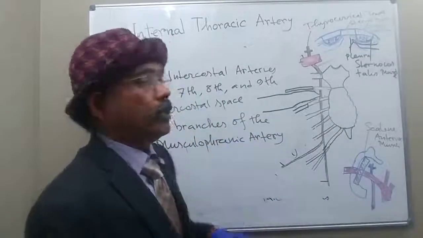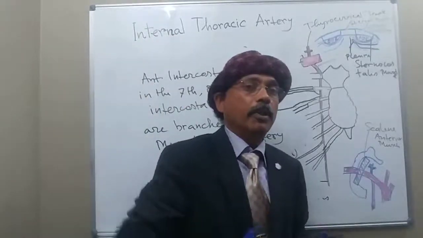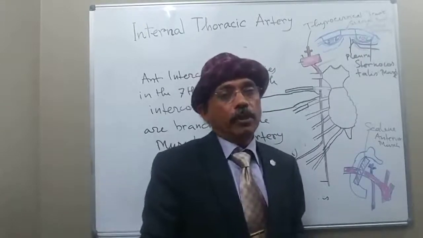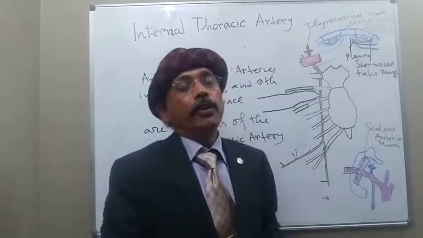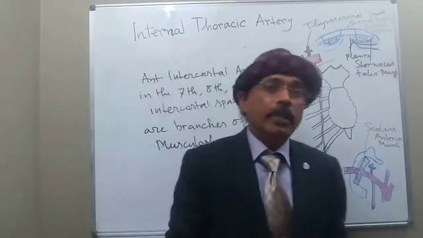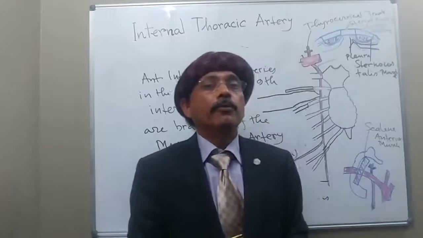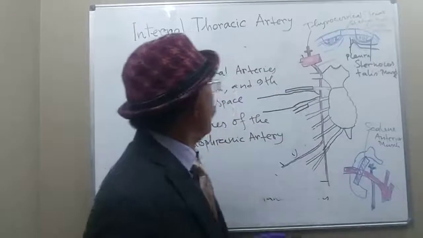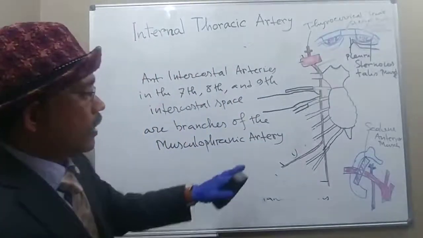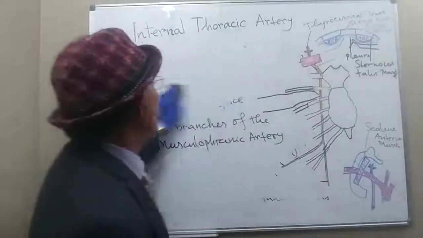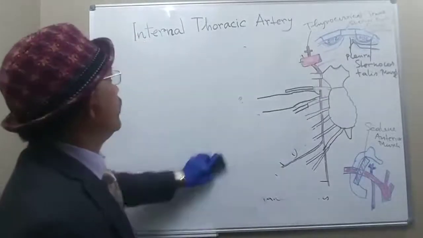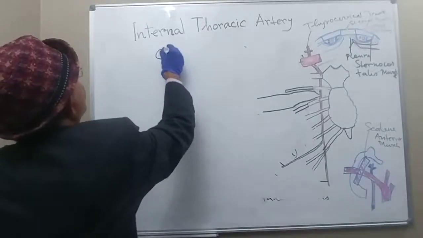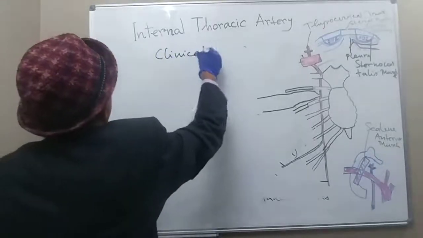The musculophrenic artery goes to the tip of the 9th costal cartilage, and it anastomoses with the posterior intercostal arteries. It can also anastomose with the inferior phrenic artery, and with the deep circumflex iliac artery. Okay, we have covered the anterior intercostal artery and terminal branches. Now we'll go to the clinical anatomy of the internal thoracic artery, and we'll emphasize that.